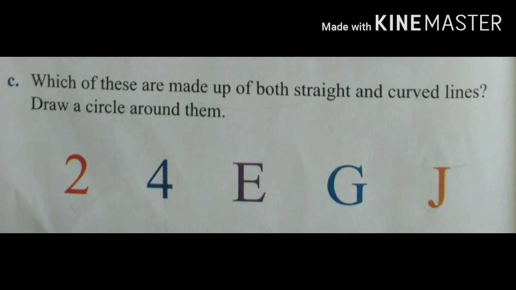Let us check it. The first one, number 2. In the number 2, we can see one curved line and one straight line. So let us circle the number 2. Let us move to the next one. That is number 4. Here we can see the number 4 is made up of only straight lines. In the number 4 we can see 3 straight lines. So we cannot circle this number.